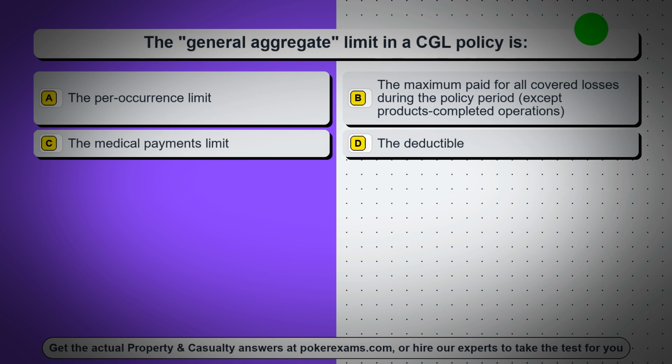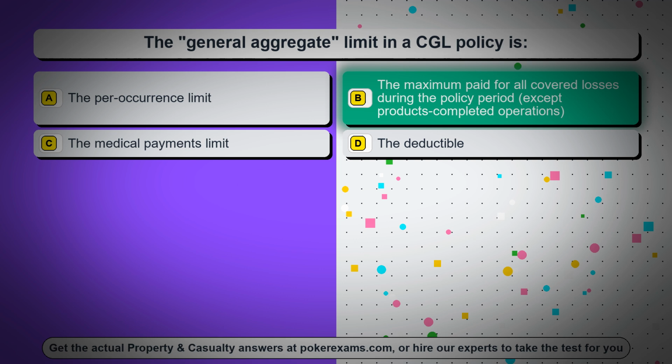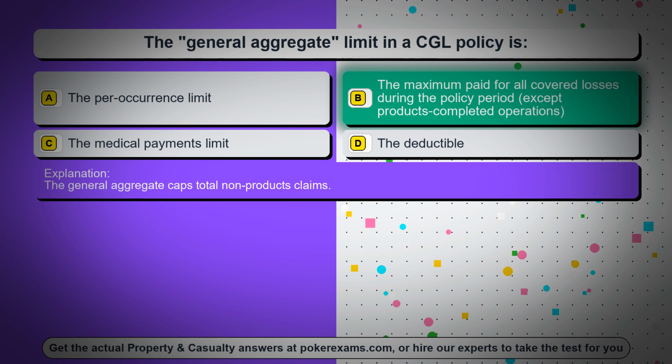Question 67. The general aggregate limit in a CGL policy is: option A, the per occurrence limit; option B, the maximum paid for all covered losses during the policy period, except products completed operations; option C, the medical payments limit; option D, the deductible. The correct answer is option B, the maximum paid for all covered losses during the policy period, except products completed operations. The general aggregate caps total non-products claims.